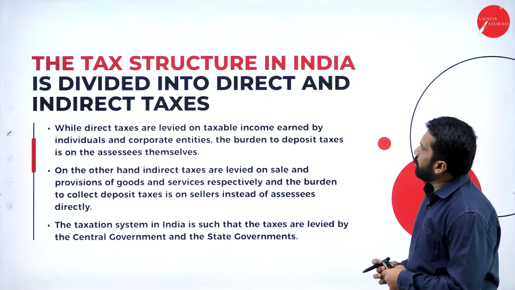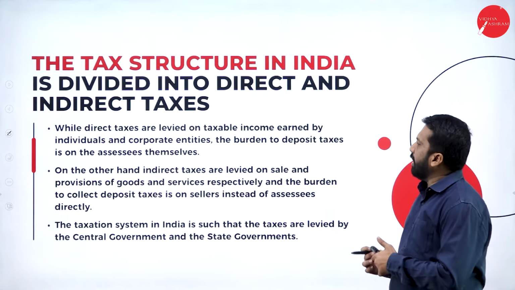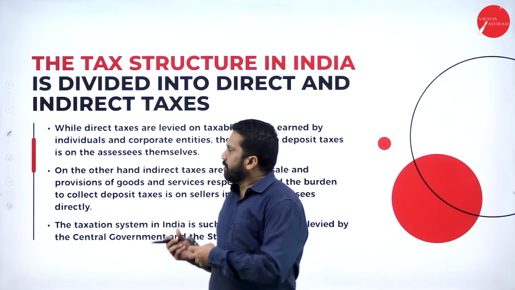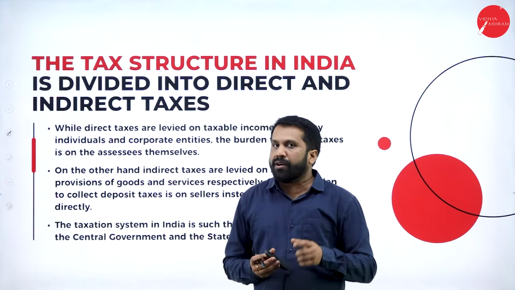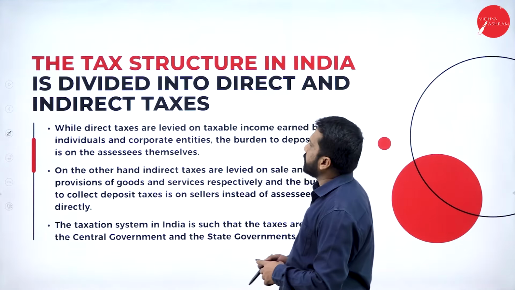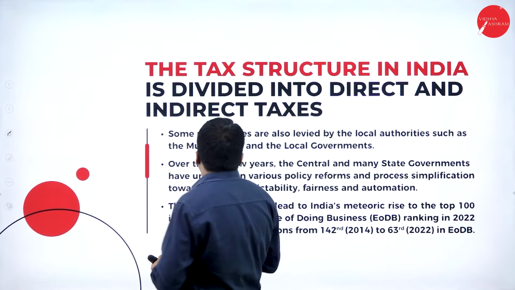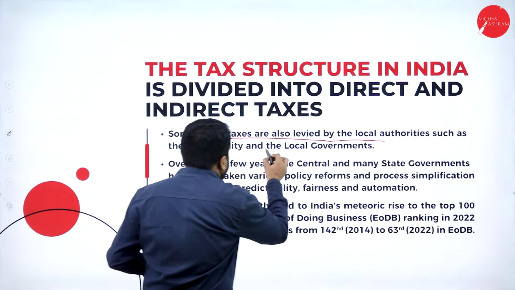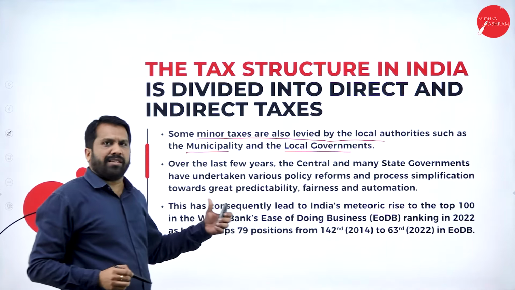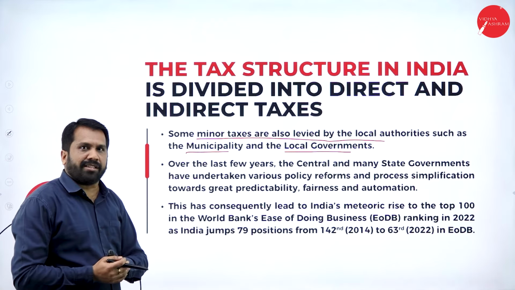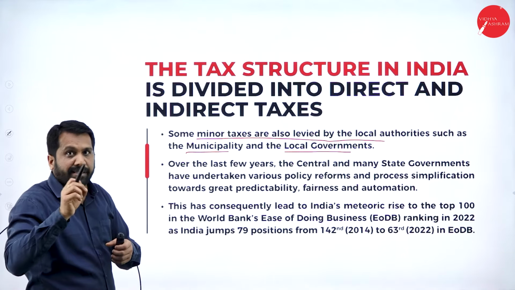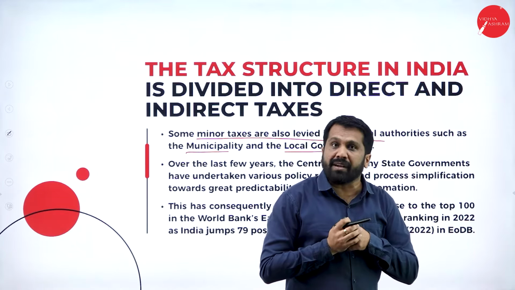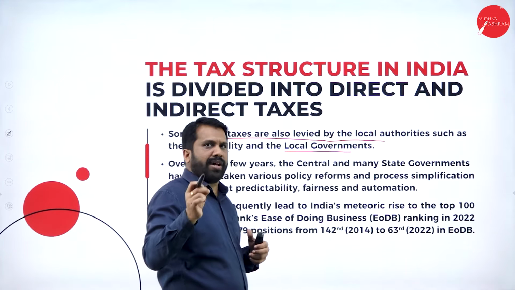The tax structure in India is divided into direct and indirect. When you learn the difference between direct and indirect tax, this is not much important, but for your reference, you can read it once. So these are the tax structure actually. Some minor taxes are also levied by the local authority, such as the municipality and the local government. So for everything you have to pay tax. If you pay an electricity bill, at the end you will find a tax portion. If you go to a hotel and take one single idli, on that you have to pay tax. Each and everything you have to pay tax.